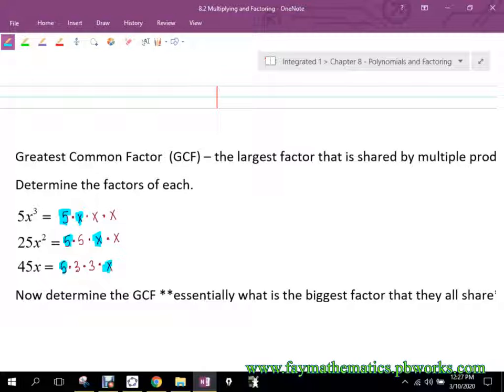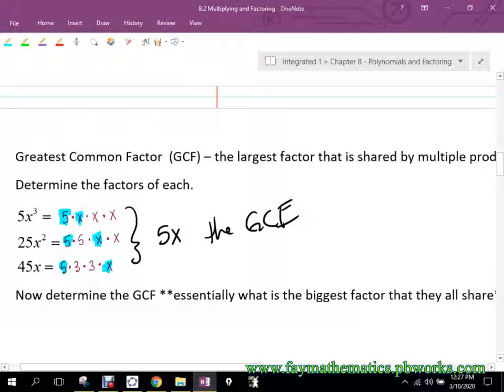No. Okay, so what I'm trying to do is find out what is the maximum number of things that they share. And they all share 1 5, and they all share 1 x, right? Multiply those together, what do you get? So multiply 5 and x together, I get 5x. Does anybody want to guess what 5x is called for those 3 monomials? It's the greatest common factor. It's the GCF. Okay? So 5x is the GCF here.